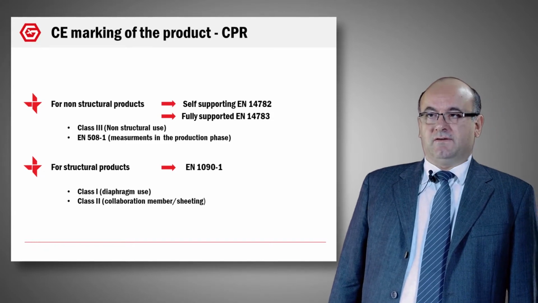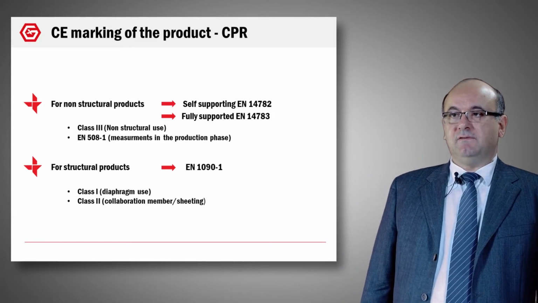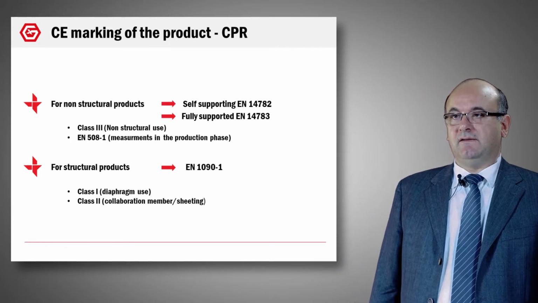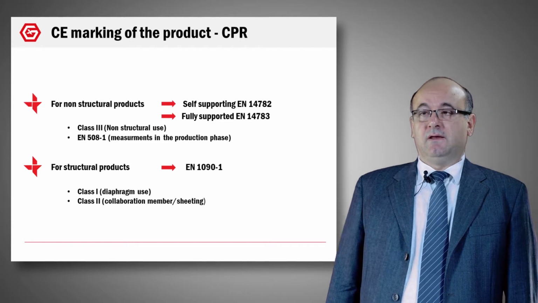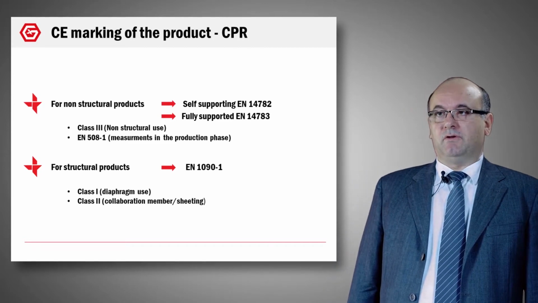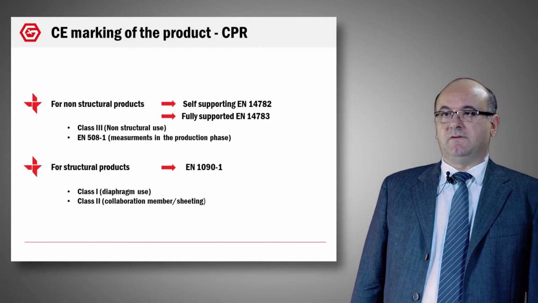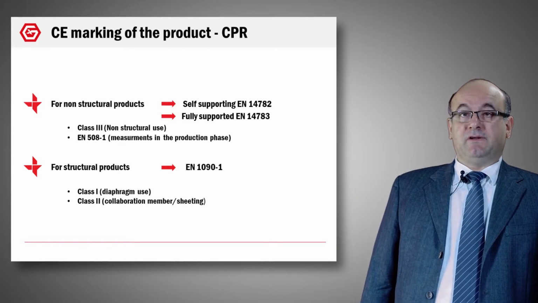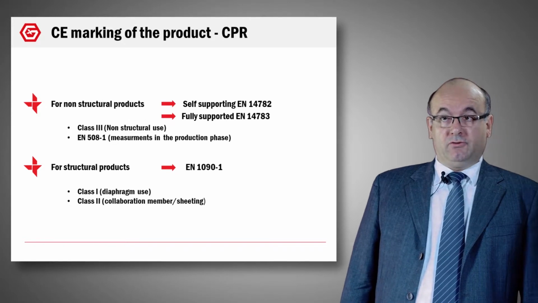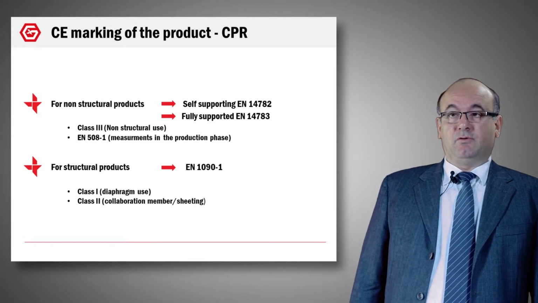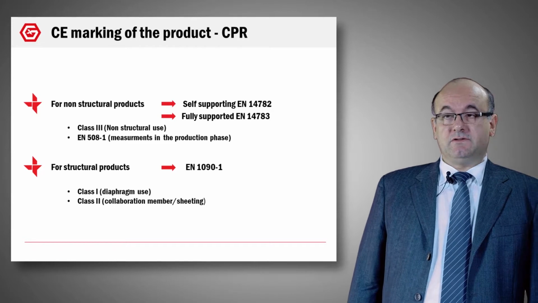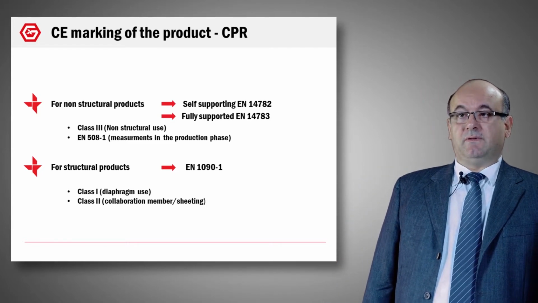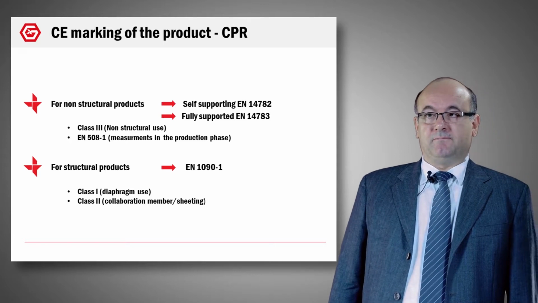How to use these standards? If the span of a profile is inferior to 400 millimeters, you have to apply the fully supported standard, the EN 14783. If the span is above 400 millimeters, you have to apply the self-supporting standard, the EN 14782. These products are in class 3 for non-structural use. That means that the product transmits only the load on its support. The EN 508-1 is useful to determine the measurement and the protection phase.